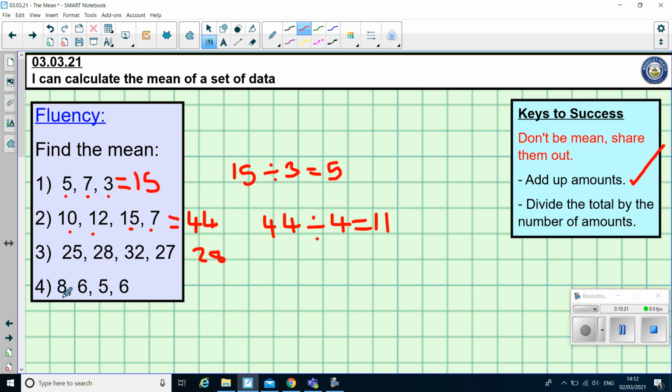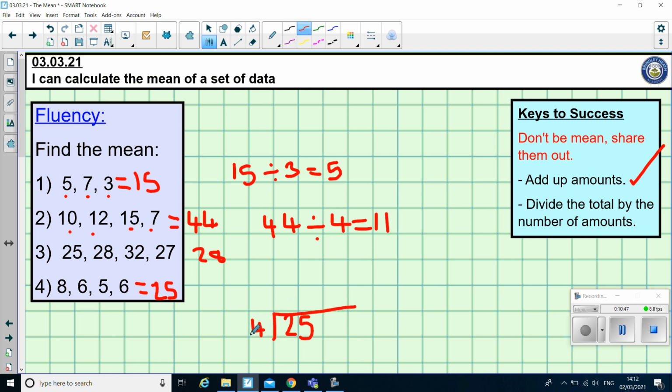So when we add them up, we've got 8, add 6, which gives us 14, add 5 gives us 19, add another 6 gives us 25, so they equal 25. We've got to divide by 4, so this time I know 25 isn't in the 4 times table. I know it's not going to be a whole number, but that's fine. We can have a decimal when we're doing the mean.